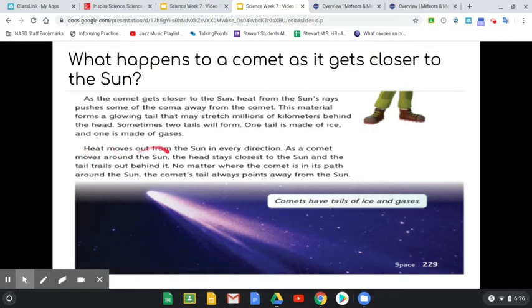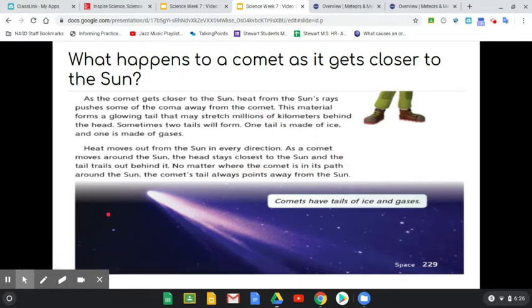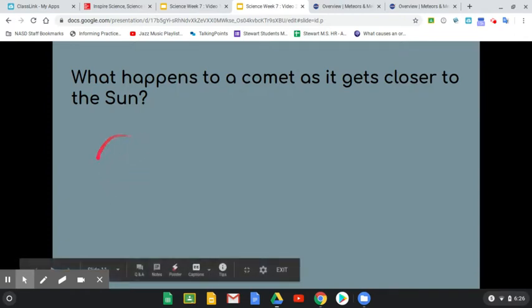And it says heat moves out from the sun in every direction. As a comet moves around the sun, the head stays closest to the sun and the tail trails behind it. No matter where the comet is in its path around the sun, the comet's tail will always point away from the sun. And so here is a picture of what, I'll show you the picture next.